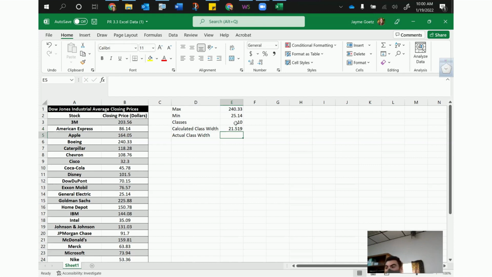I'm going to have a class width of 21.519, but that's not realistic. So for my actual class width, we're just going to round that up and say 22. I want a class width of 22.